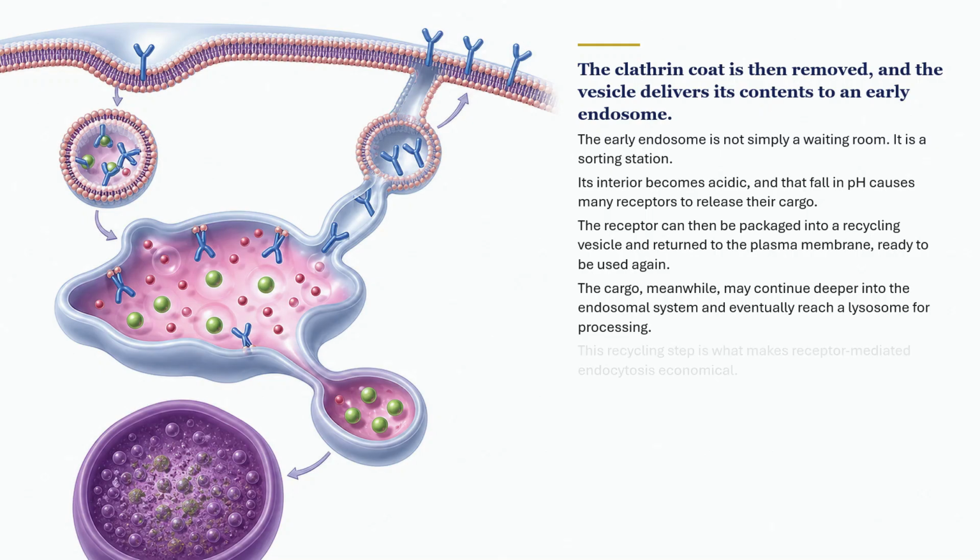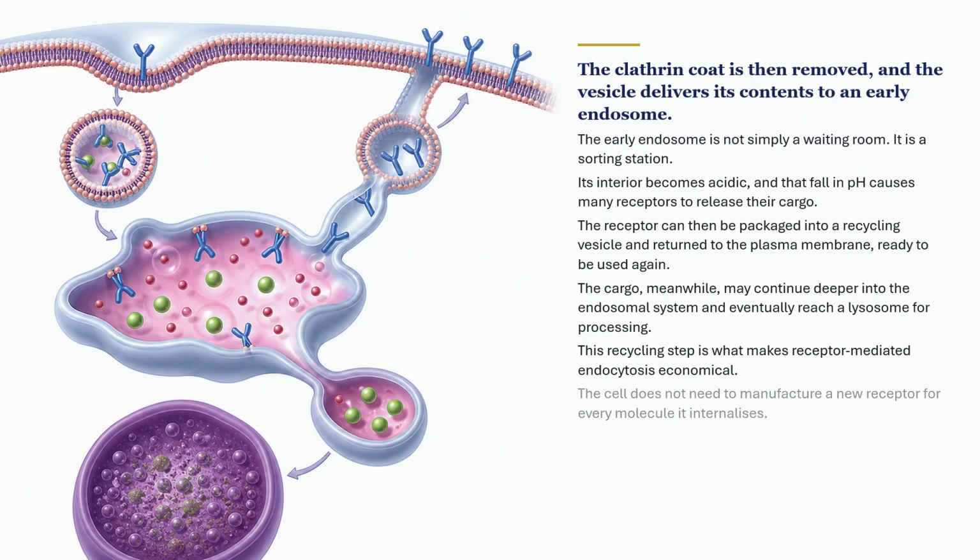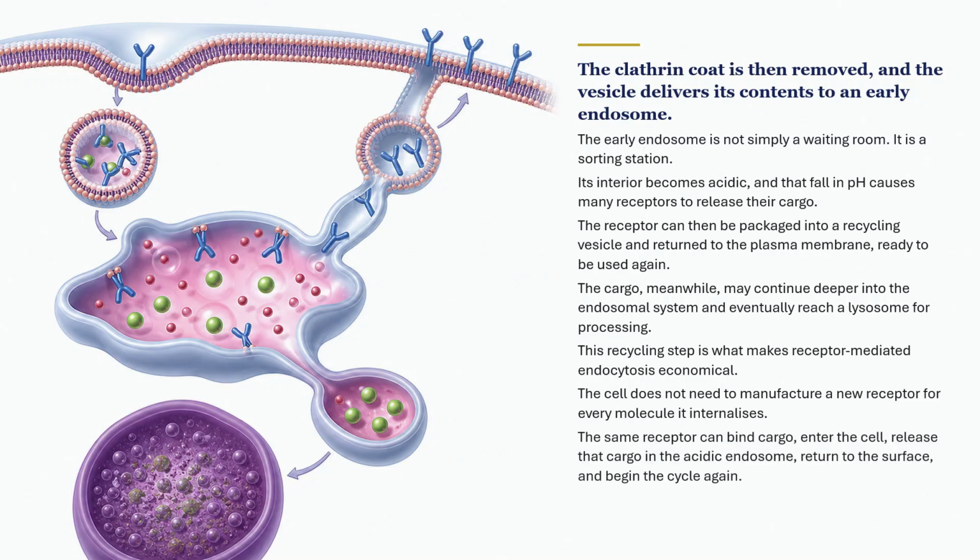This recycling step is what makes receptor-mediated endocytosis economical. The cell does not need to manufacture a new receptor for every molecule it internalizes. The same receptor can bind cargo, enter the cell, release that cargo in the acidic endosome, return to the surface, and begin the cycle again.